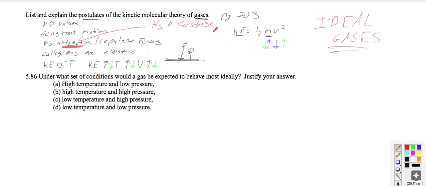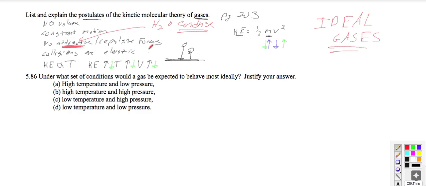into clouds and then rain. And if this didn't happen, rain wouldn't happen, we would all die. That would be bad. So it's important to note that there are these attractive forces. And finally, the collisions are perfectly elastic. Also not always true. Energy gets transferred.